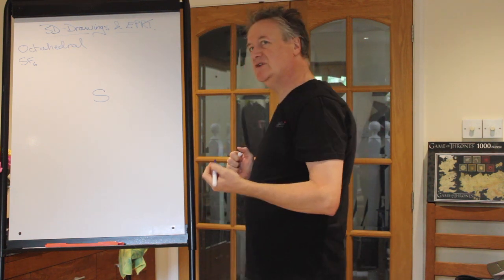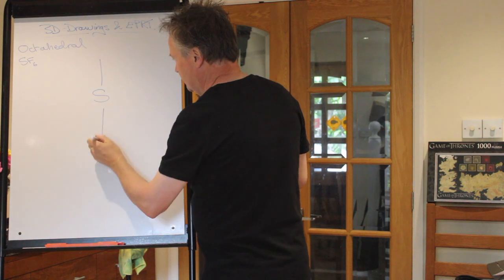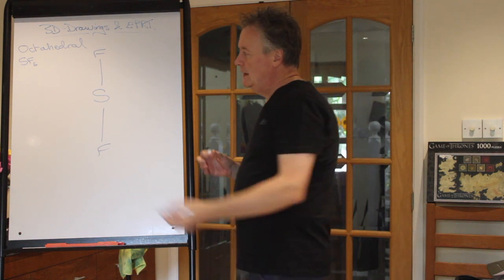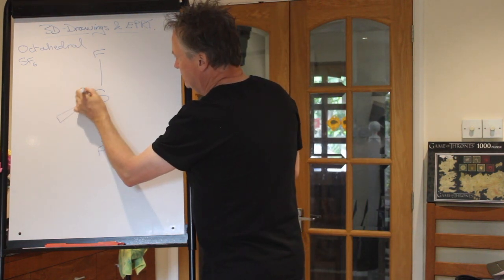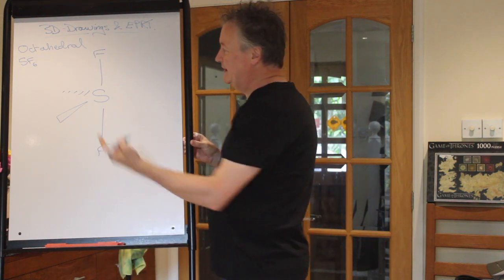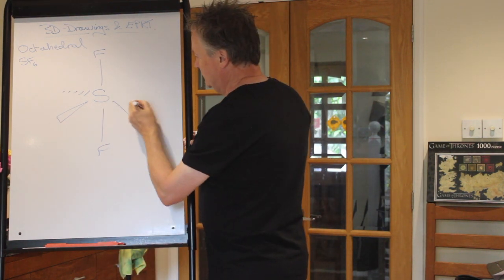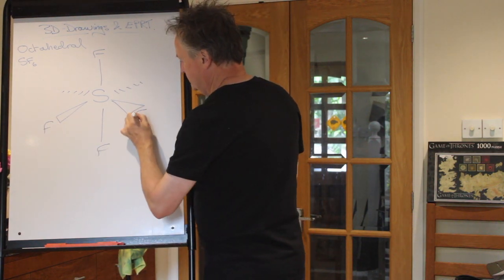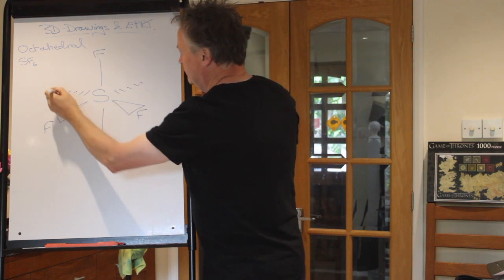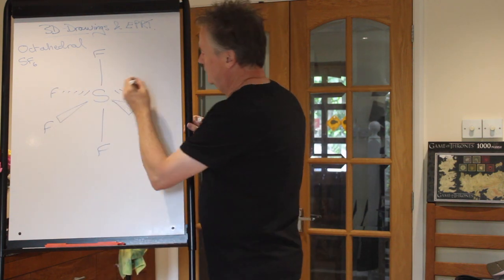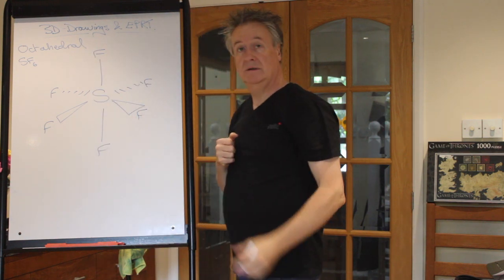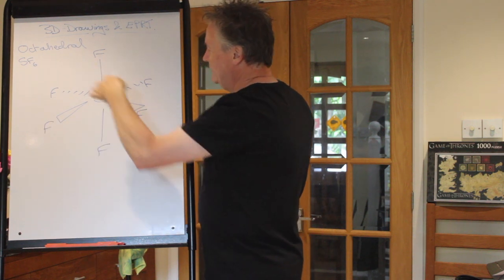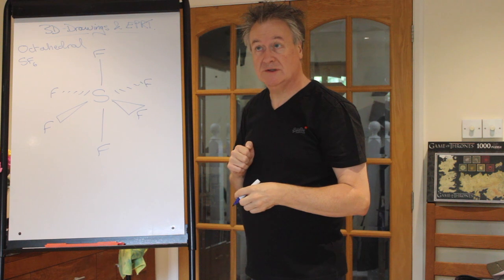Now, got to get 6 in. So, same thing as before, an up and a down. Just like before, we do that, but now we need to do exactly that on the other side as well. So now you have 2 fluorines up above, 2 fluorines around behind, and 2 fluorines in the plane of the board here. If you were to join up all the F's, you would get an octahedron.